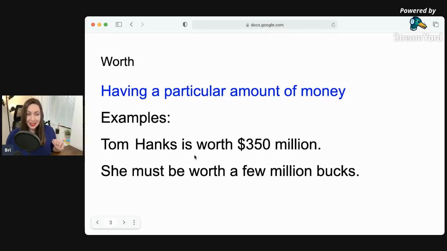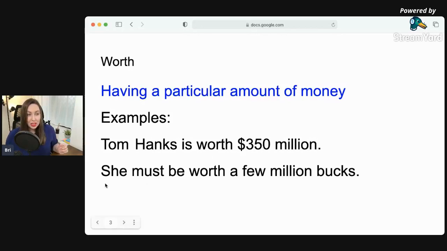Tom Hanks is worth $350 million. Whoa, that's so much. That means that he probably has $350 million. That is how much he's worth. He's a very famous actor. He's done many movies, so he has a lot of money. He is worth a lot of money.